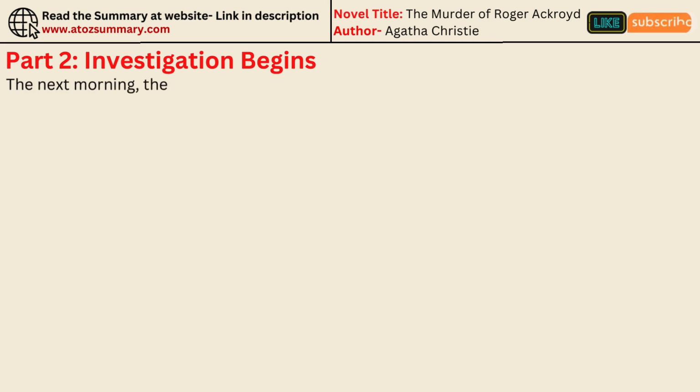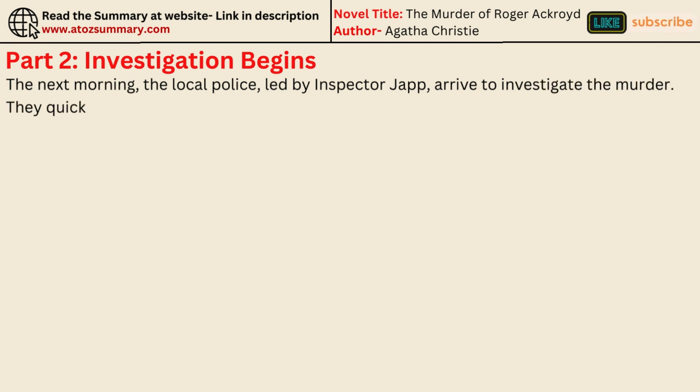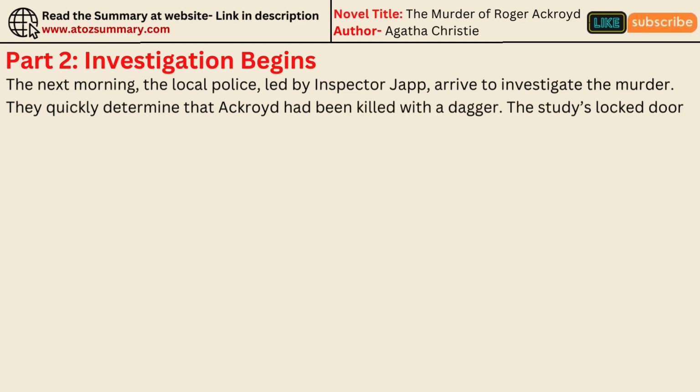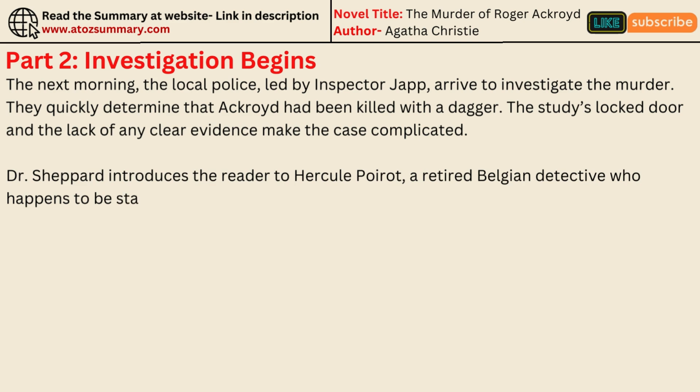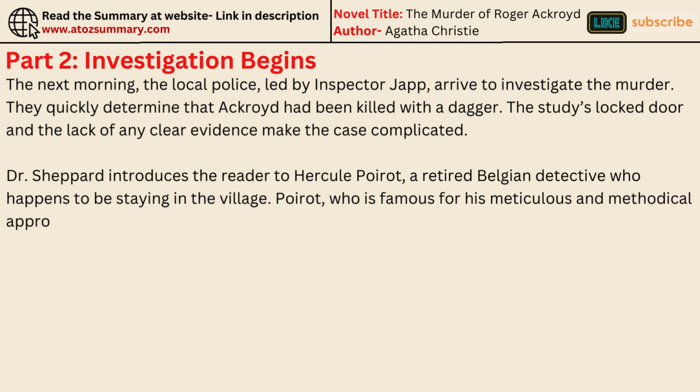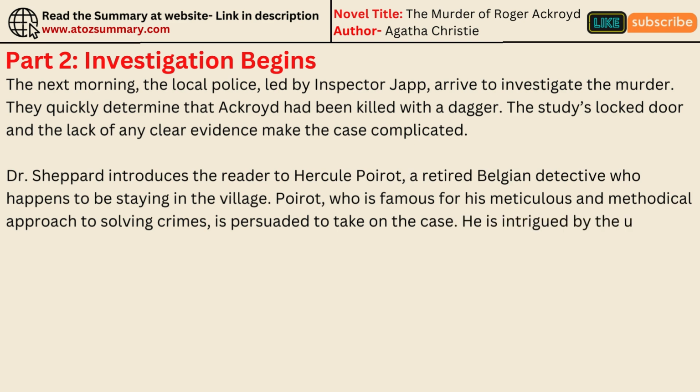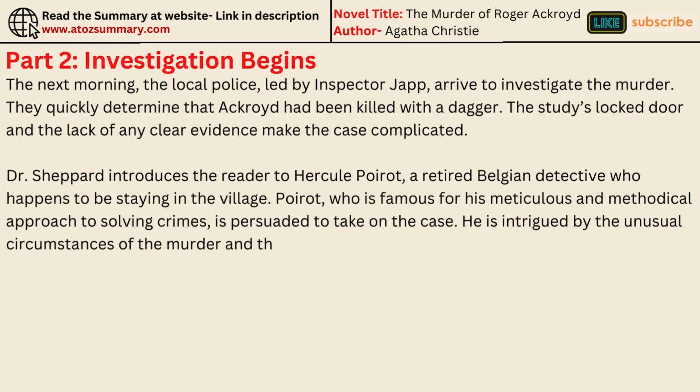The next morning, the local police, led by Inspector Japp, arrive to investigate the murder. They quickly determine that Ackroyd had been killed with a dagger. The study's locked door and the lack of any clear evidence make the case complicated. Dr. Shepherd introduces the reader to Hercule Poirot, a retired Belgian detective who happens to be staying in the village. Poirot, who is famous for his meticulous and methodical approach to solving crimes, is persuaded to take on the case. He is intrigued by the unusual circumstances of the murder and the enigmatic nature of the crime scene.